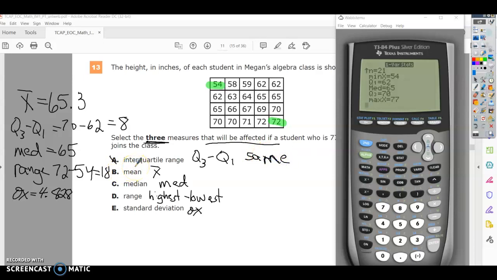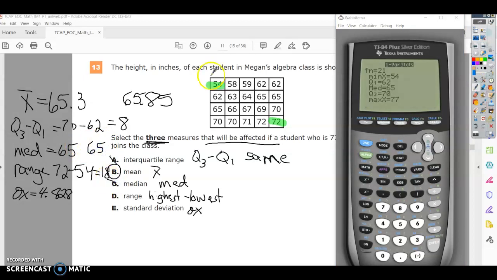And then we look at the mean. The mean is the x with the bar over it, and it's usually the first thing on here. It's 65.85. 65.85 is higher than the other mean, so the mean has been affected. Let's look at the median. The median is the middle number if they're all lined up in order. The median is 65, and the median was 65. So the median has not been affected. That one has not changed.